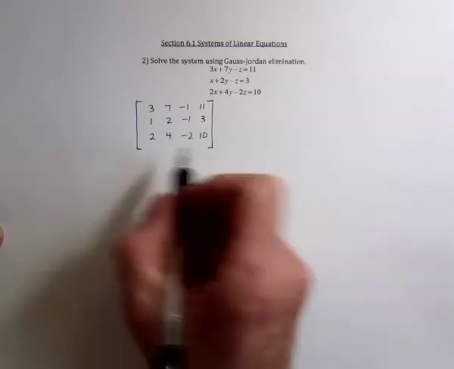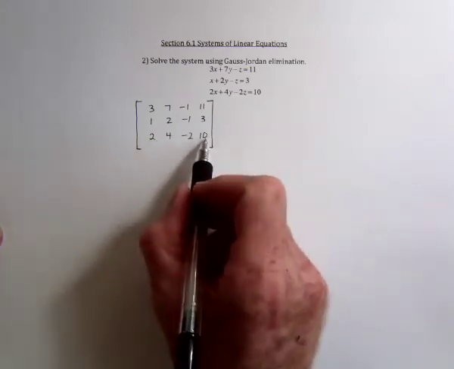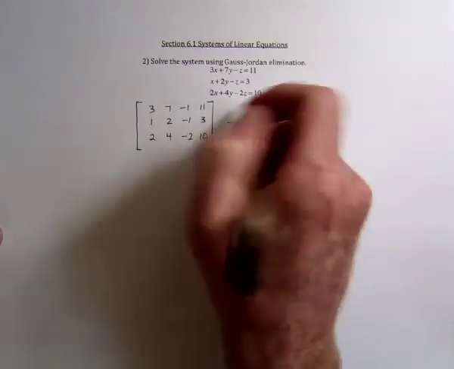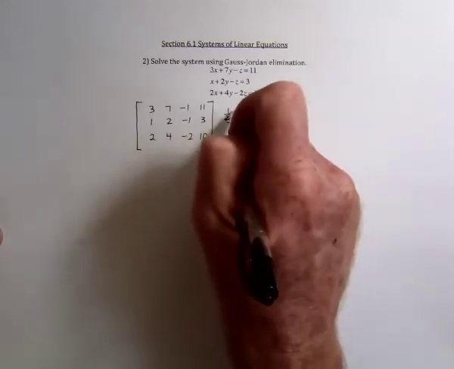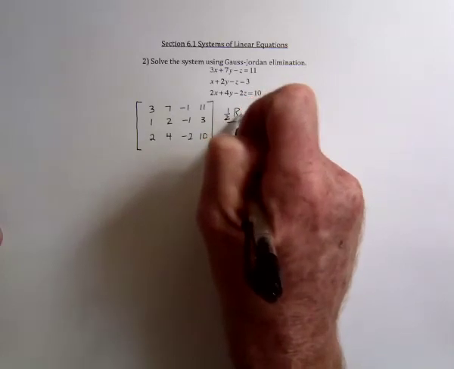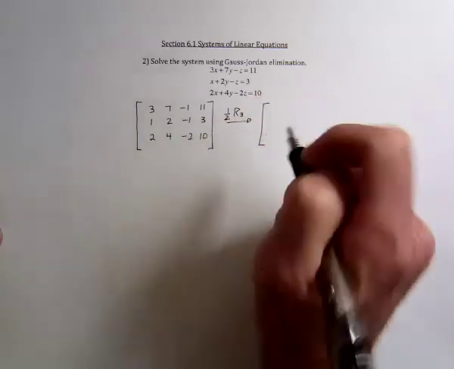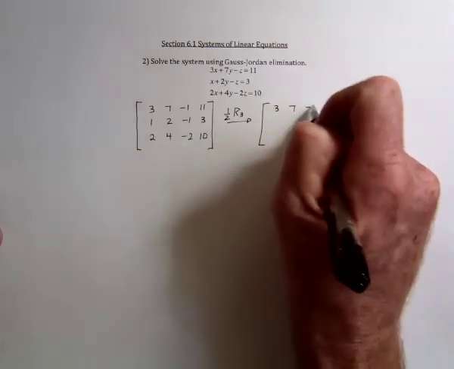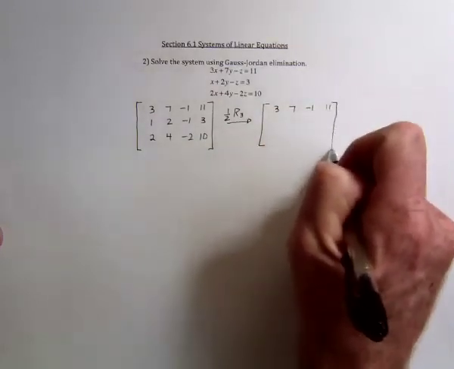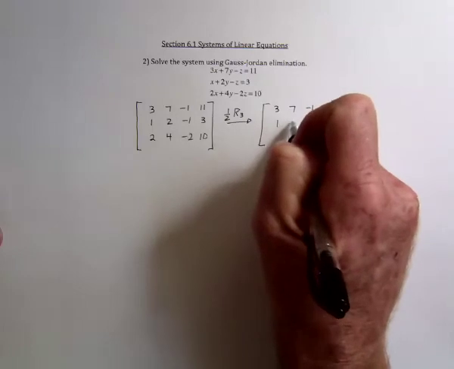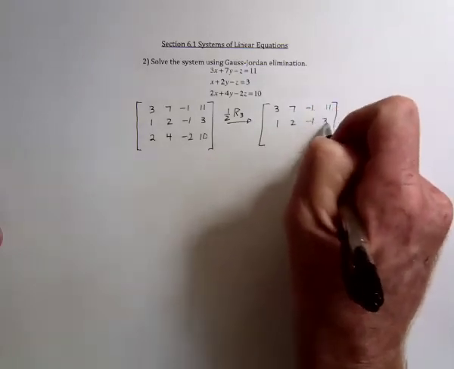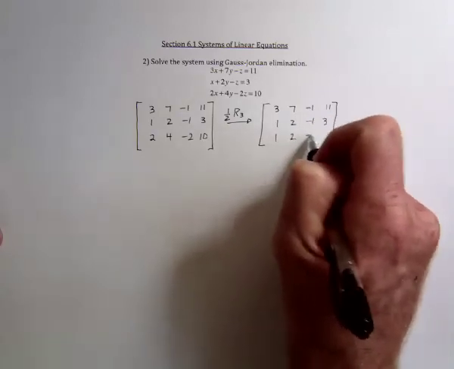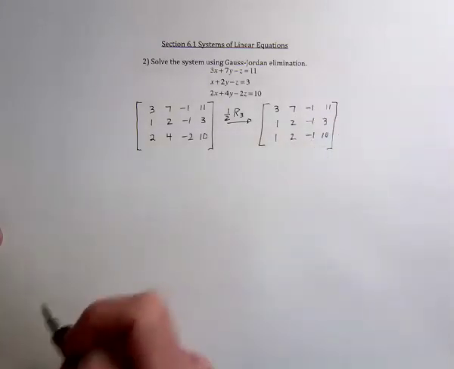And when I was writing them down, I noticed that these are all even numbers, so I could simplify things if I just cut all of those in half for row number 3. So everything else stays the same: the first row, the second row, and then for the third row, cut all the numbers in half. So 1, 2, -1, and 10.